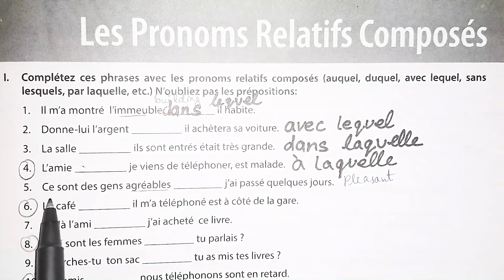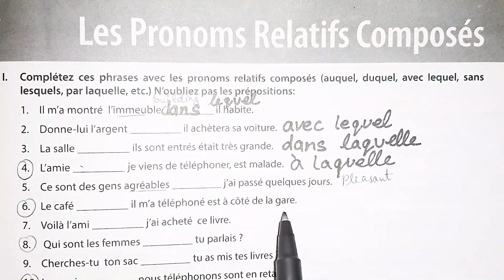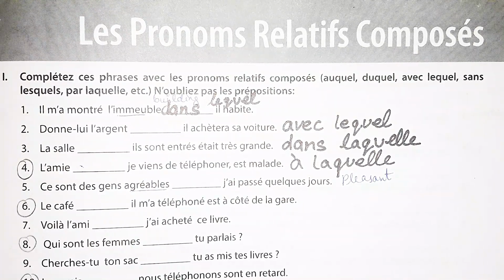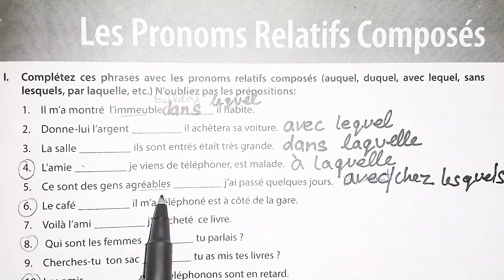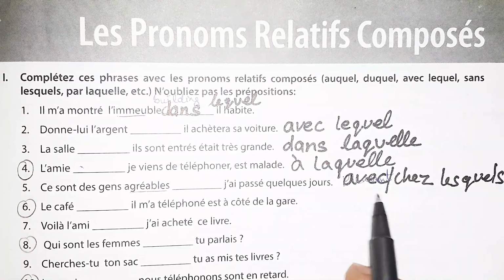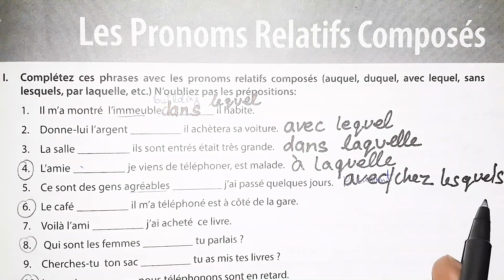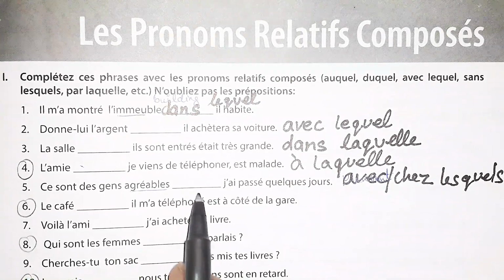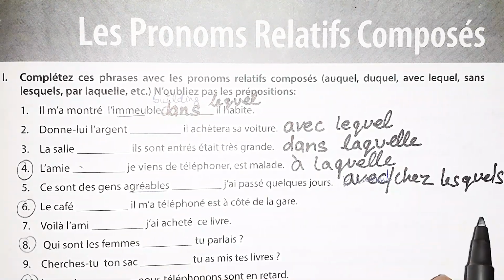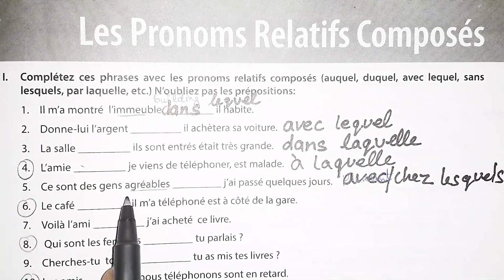Now the next sentence is ce sont des gens agréables dash j'ai passé quelques jours. That means these are nice people with whom or at the place of whom. Now you have two options here that you can use. Ce sont des gens agréables dash j'ai passé quelques jours. Now I have used avec, or you can also use chez lesquels, avec lesquels or chez lesquels, because these two prepositions are very much suitable here. With whom or at the place of whom. Okay, I spent few days. Lesquels we have used here because this time we have masculine plural case.